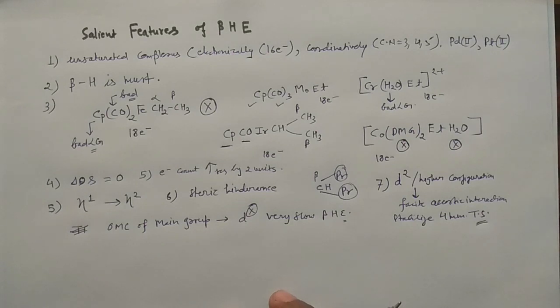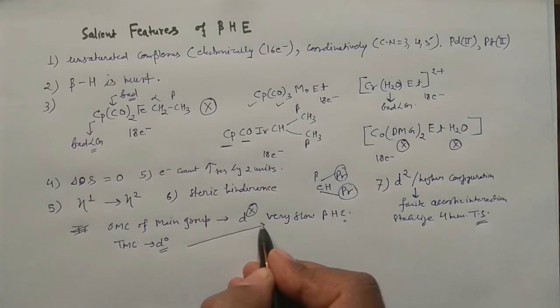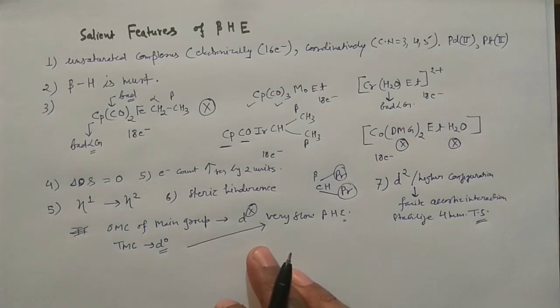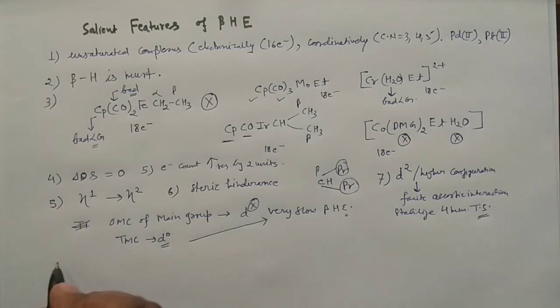Okay. And similarly, if you have a transition metal complex, TMC, and it has a d0 configuration, that means no electrons in the d orbital, again the same thing will happen. The reaction either would not occur, or if it occurs, then it will occur very, very slowly, right? And one more thing you can see here, number 8 point: agostic interaction is the key.